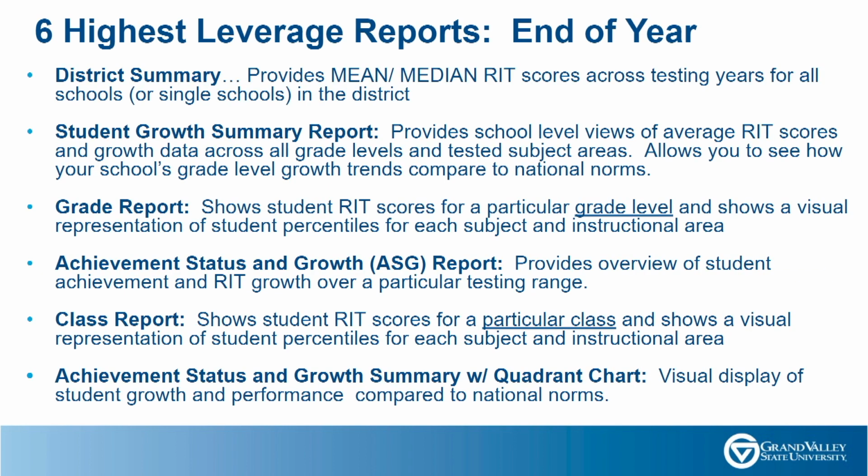We're going to look at 6 high leverage reports to run at the end of the year, at the board level, school level, and classroom teacher level. We're going to take a look at the district summary, the student growth summary report, which we have seen many times, the grade report, and the achievement status and growth report. And then at the teacher level, we're looking at those individual class reports and the achievement status and growth summary report with quadrant chart. So these are the reports that we're going to see.